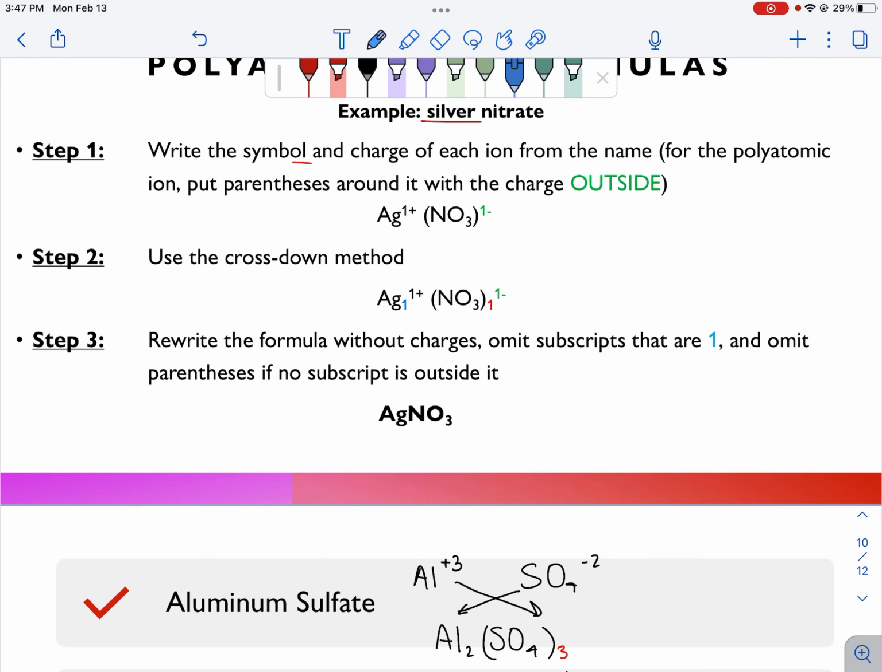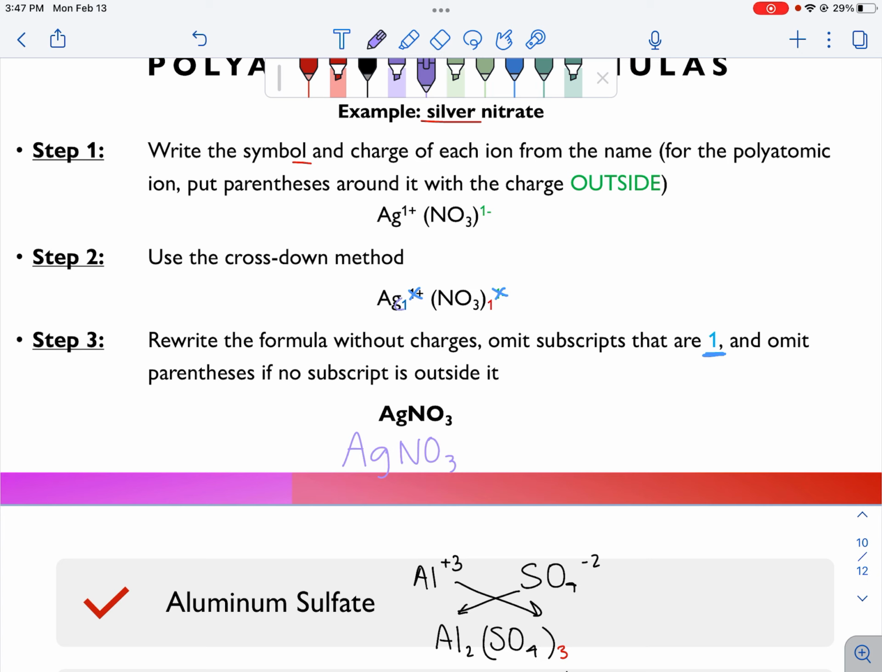So step 3 is to write it without the charges, so we can cross these out. And we know, like I said before, that if it is 1 in the bottom right corner, then it disappears. 1 is done. You can remember that. So our answer will be AgNO3, okay?